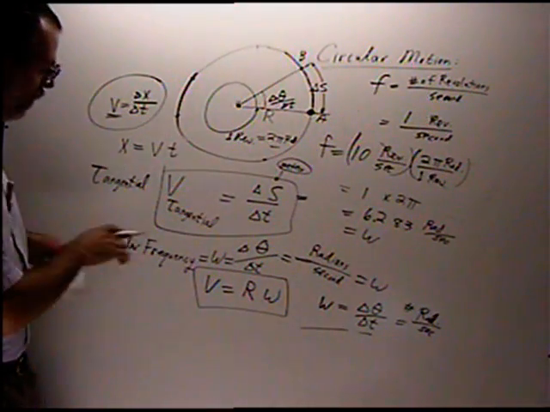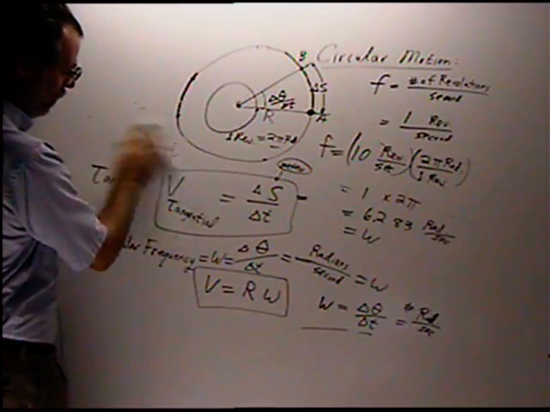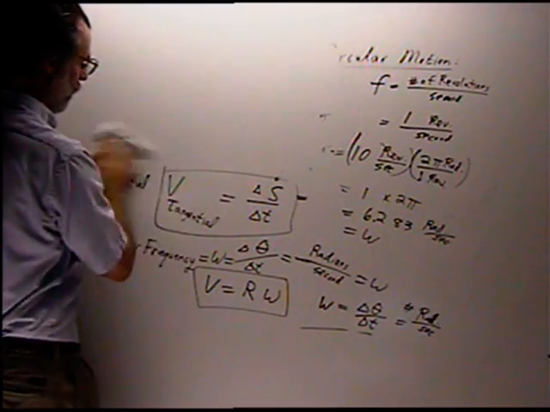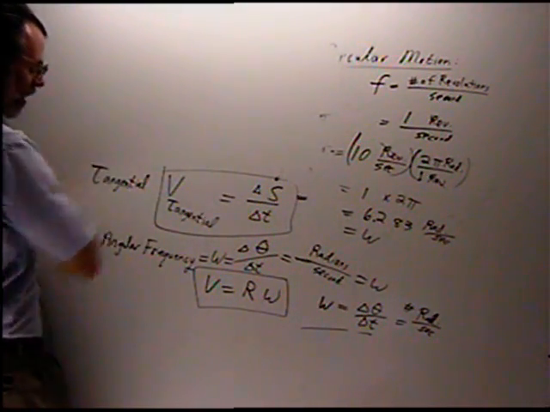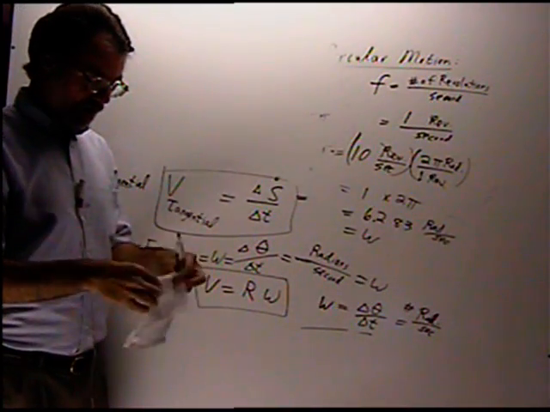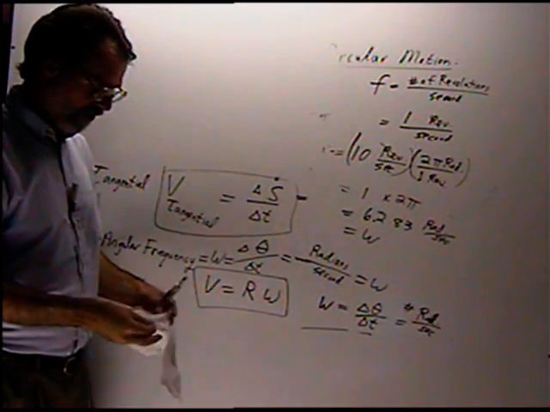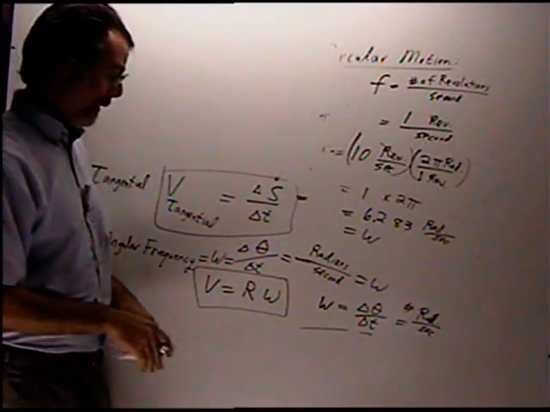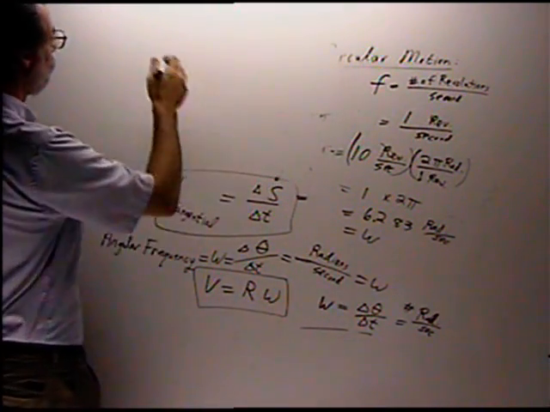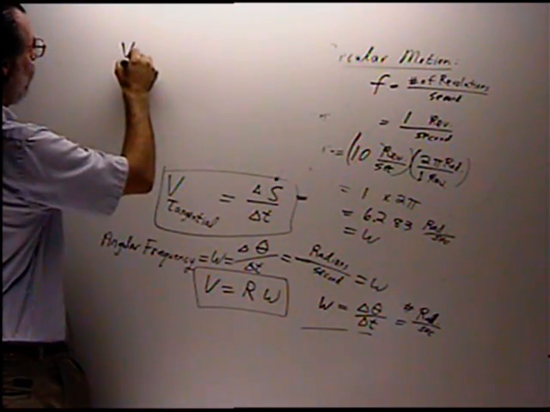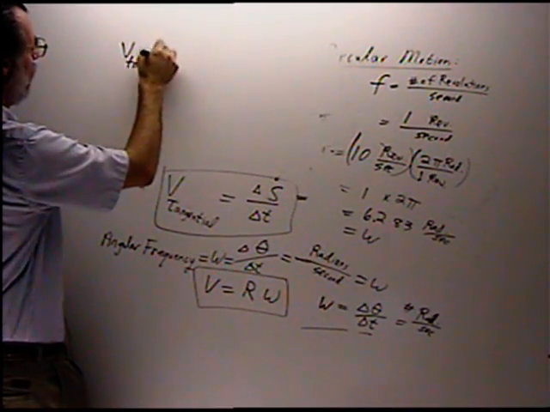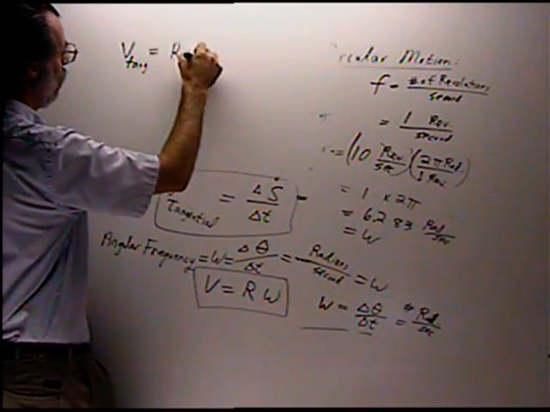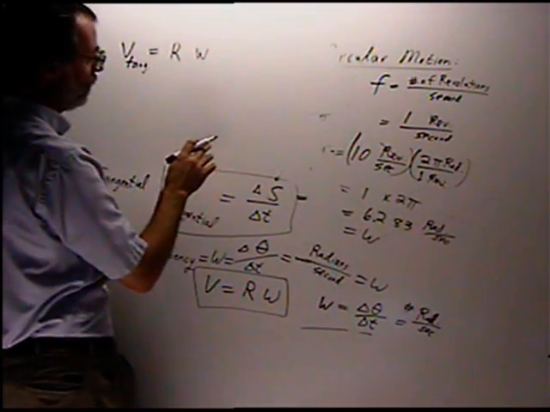Okay? So I'm going to take this up here, and we're just going to work with this just a little bit more. When at first you're introduced to this concept, it takes a while to get used to circular motion, but once you get used to it, it's not so bad. It's really just getting used to the terminology. Okay? So the tangential, and I'm going to write it V tangential, just to remind us that this is a tangential velocity, is equal to R times omega, where omega is the angular frequency.